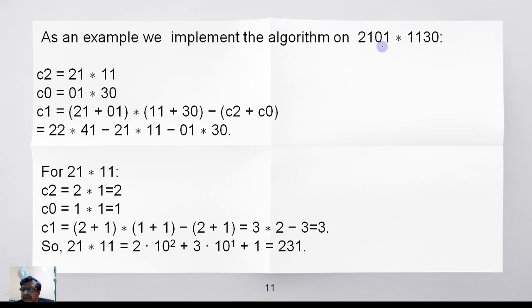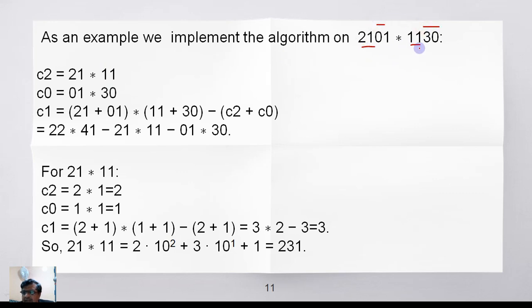So this is an example. We try to multiply 2101 into 1130. So here C2 is 21 into 11. Okay, multiplication of the first two integers. This is the first part and this is the first part. This is the second part and the second part.